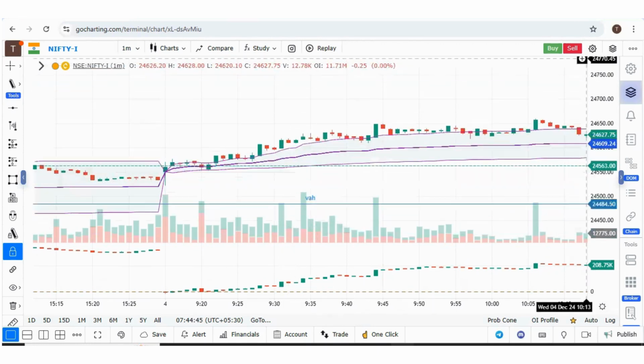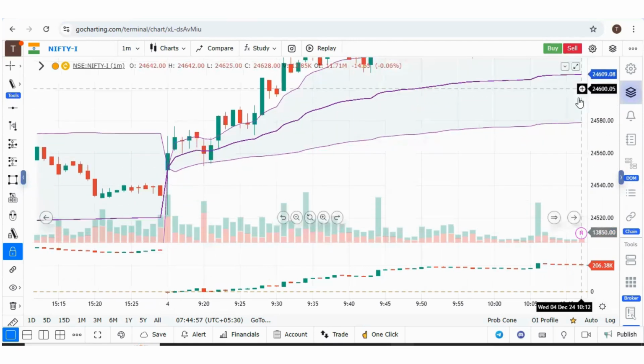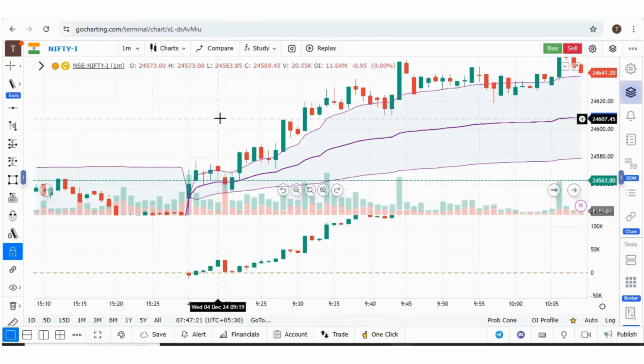Now, what has happened, guys? The market has opened outside this value area. So the first hypothesis is that the market has opened outside the value area, so the market is in imbalance. Now our job is to take long trades. Let's analyze with the help of these four rules how we could have traded yesterday's market.